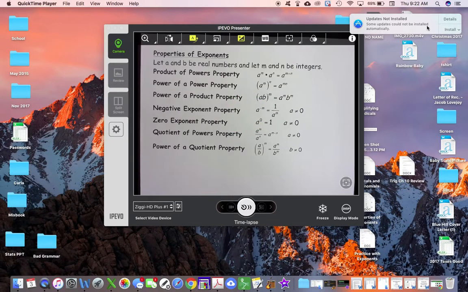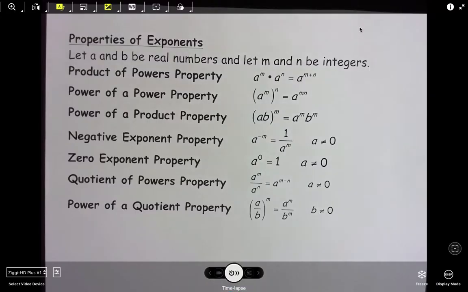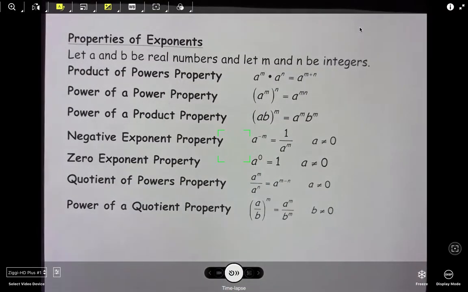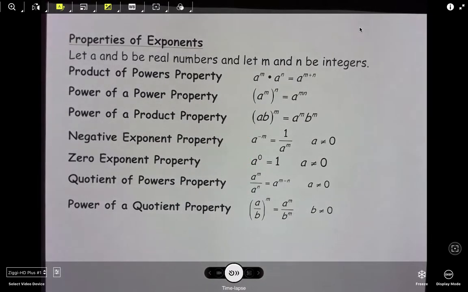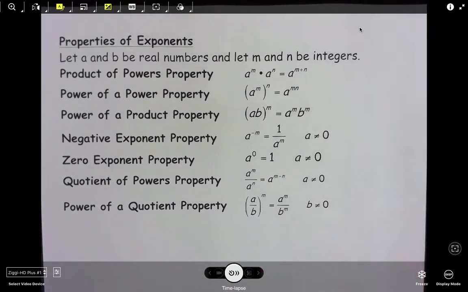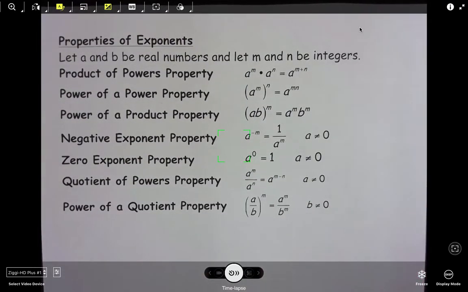Hey, Algebra 2 kids, today we are reviewing how to simplify exponents. I gave you a homework sheet that has problems on it for exponents, and you should also have a sheet that looks like this that gives you all the properties of each. So I'm going to go through each one of these properties.